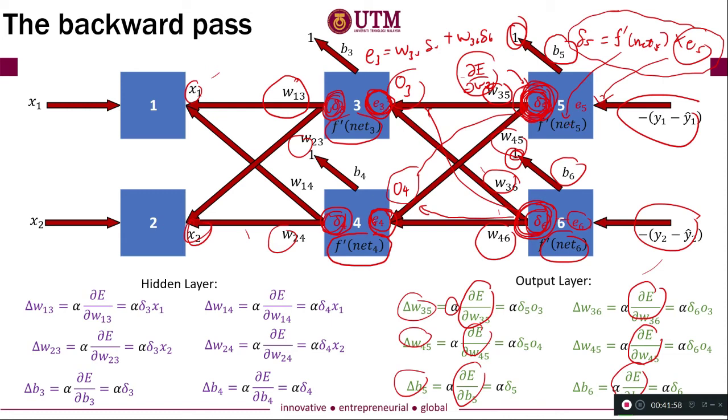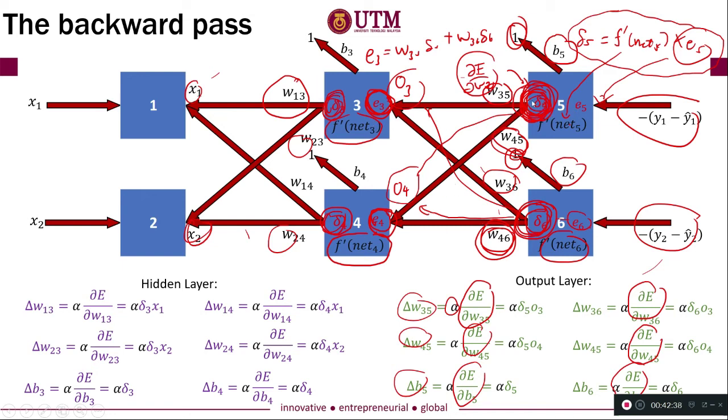Same goes for E4. To find E4, you must multiply your W45 with delta 5 plus your W46 with delta 6. This one multiplies with this one plus this one multiplies with this one. So you can see that the expression depends on the arrow directions there.